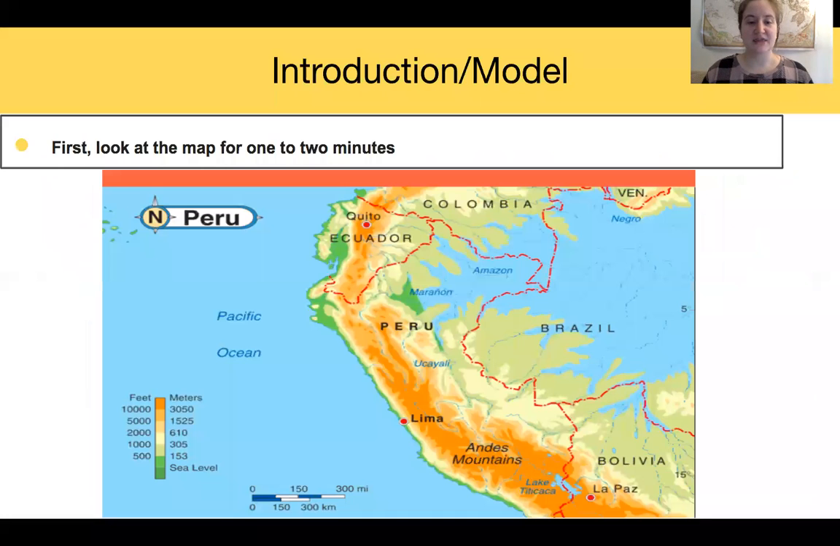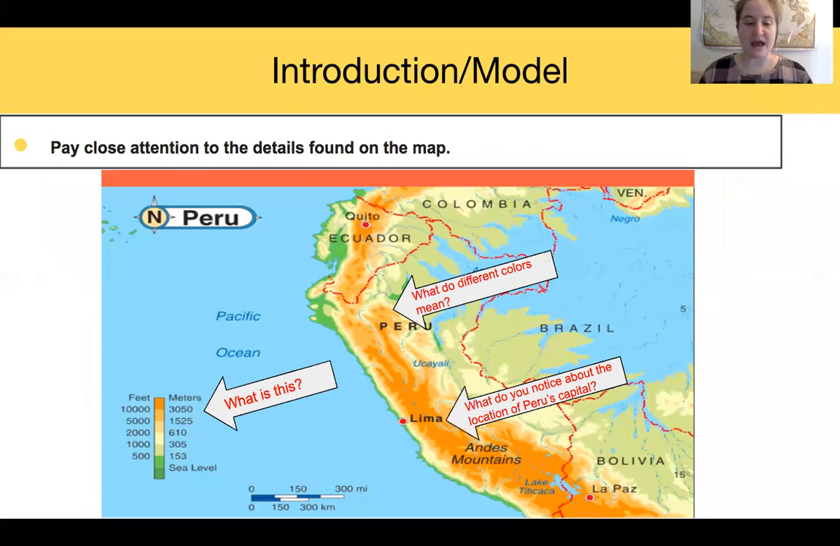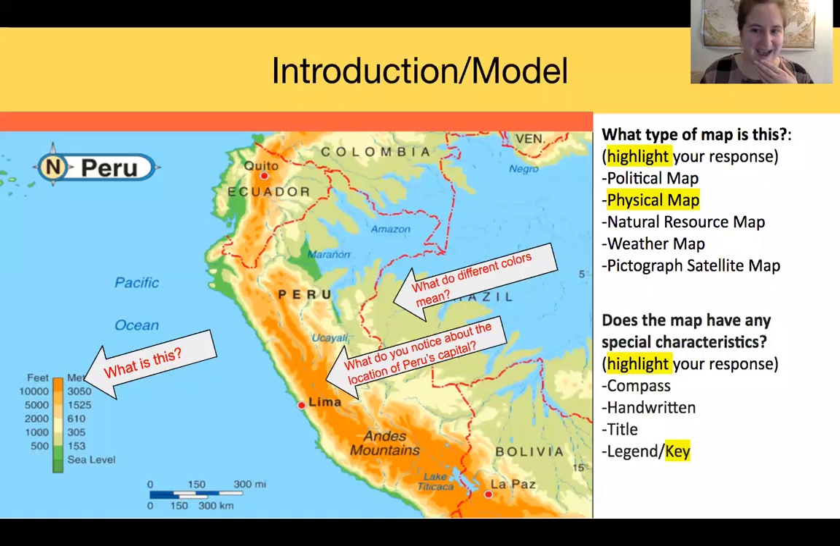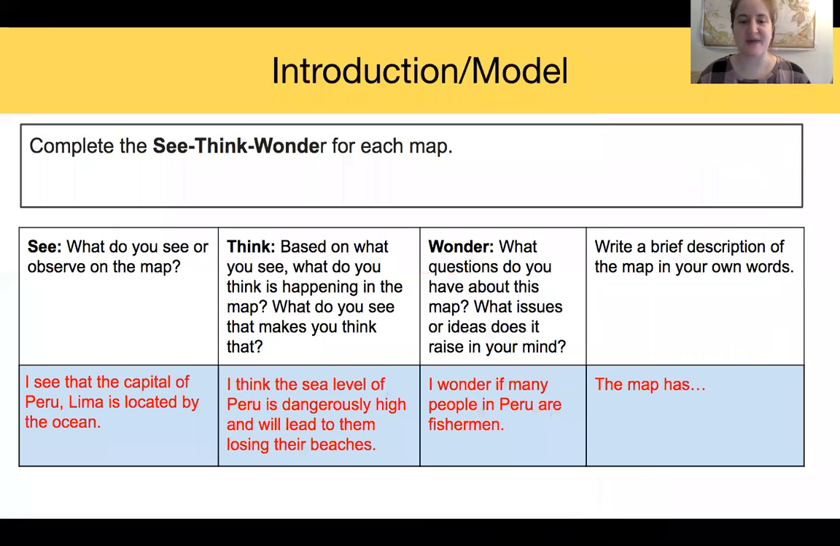So they look through a map, highlighting as a teacher, you're highlighting some different features of this map, including elevation and the location of the capital. And then you're considering what type of map it is and what special characteristics this map has, and then you go through the SeeThinkWonder routine.